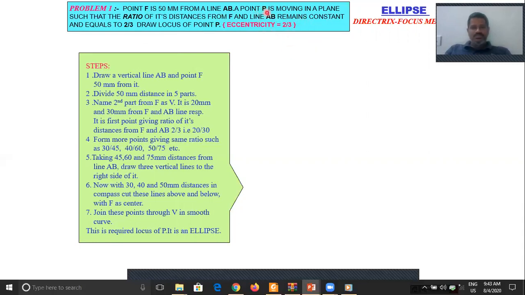A point is moving in a plane in such a way that the distance of this point from a fixed point F is at a distance of 50 mm, and this point is at a certain distance from AB. The ratio of these two distances is 2/3. So this is called the eccentricity. Here the eccentricity is 2/3. So now he's given some dimension.